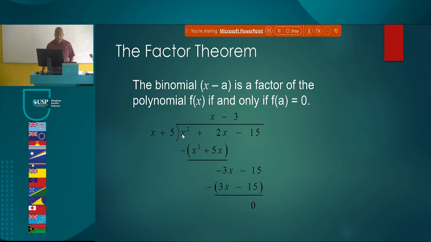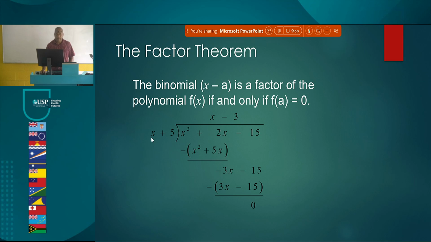x into x squared gives us x, and then we are multiplying x to both of them. So that gives us x squared plus 5x. Please put them in a bracket and subtract. When we're subtracting, x squared minus x squared is 0. Then 2x minus 5x is negative 3x. And then we'll bring the minus 15 down, and then we'll repeat the same process.